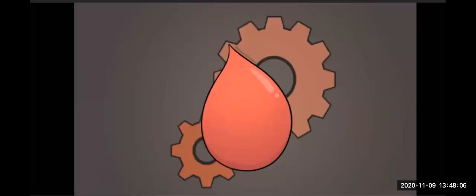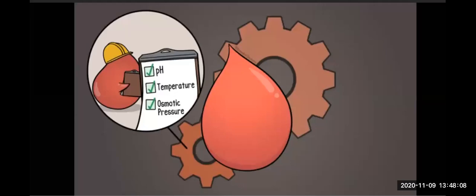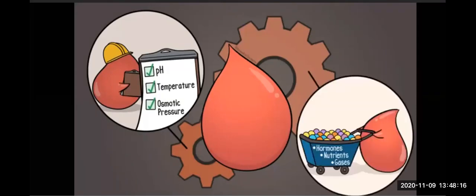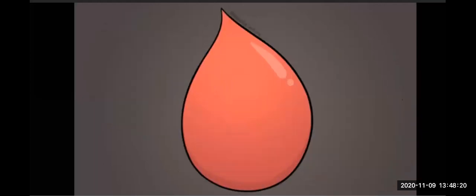Human blood has a lot of functions. It maintains a certain pH, temperature, osmotic pressure. All of this is very important for homeostasis. It transports things like hormones, nutrients, and gases. And it's made up of different components.